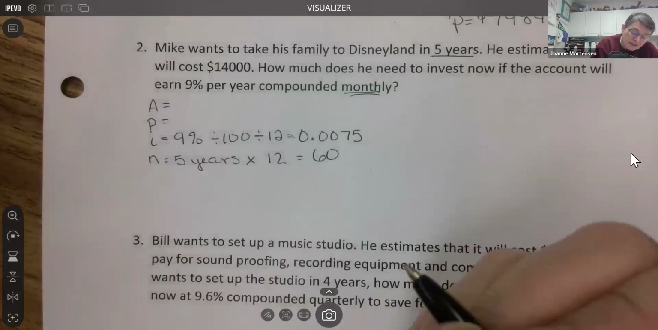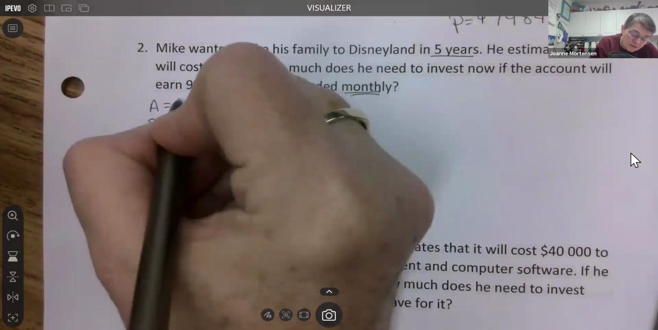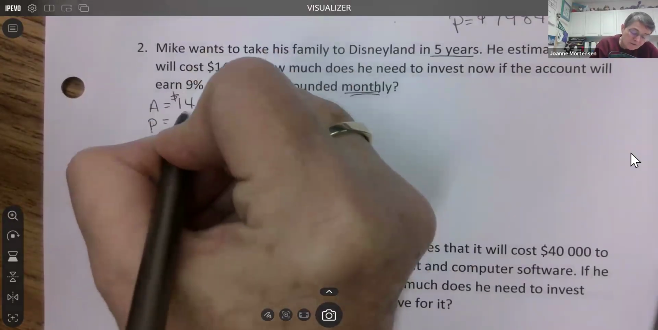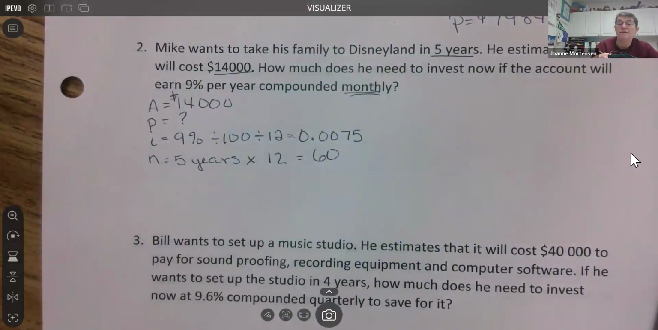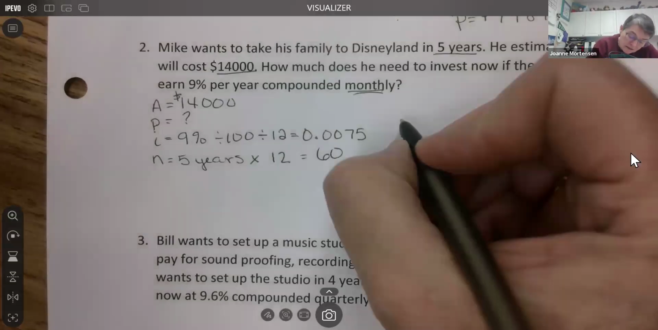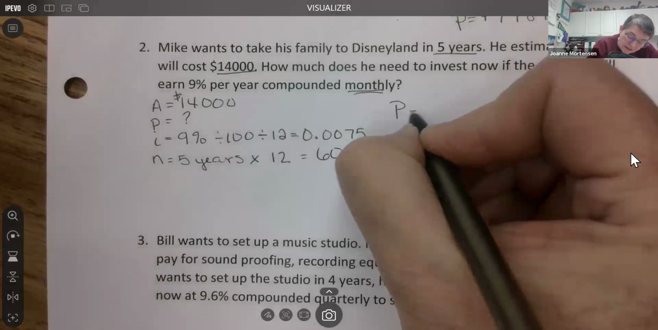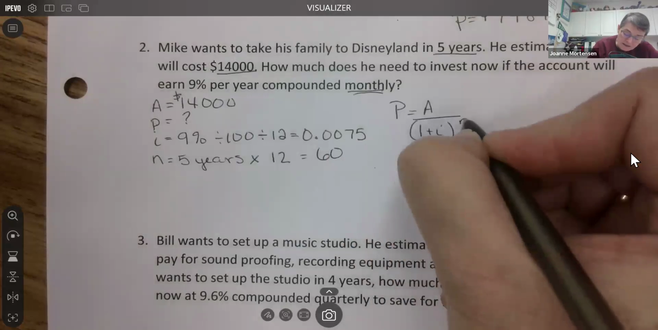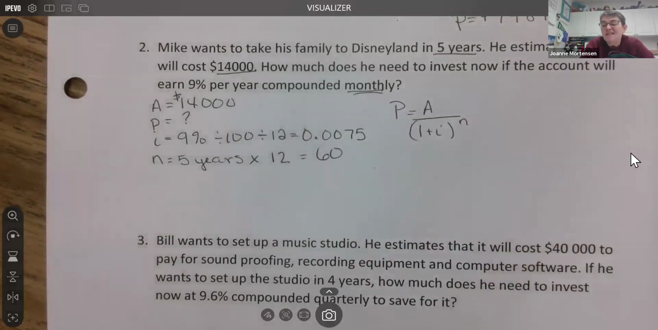Okay, so now we need $14,000, and because these questions are all the same, I know that goes there, and this is what we don't know. I need to know what we're going to invest now. All I know is my final answer better be less than 14,000. Okay, let's do this. P is equal to A over (1 plus i) to the n. Do I have to write that out every single time? Yes, you should. It'll help you remember it.